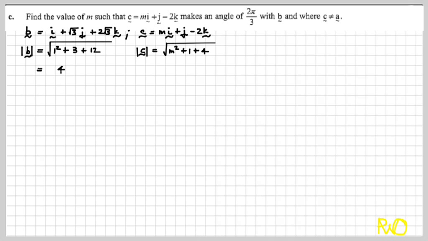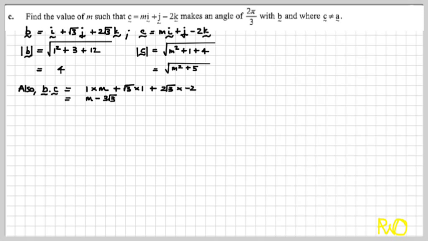Here comes the magnitude of C in terms of M, and that comes to that. Now that's the first bit. So now let's dot them together in terms of the IJK dotting process, and we get that. Let's simplify that down a bit. We get to that. Now, let's equate them both together. In other words, what am I saying? Yes, I've got it now.